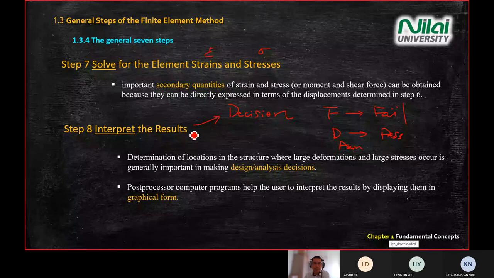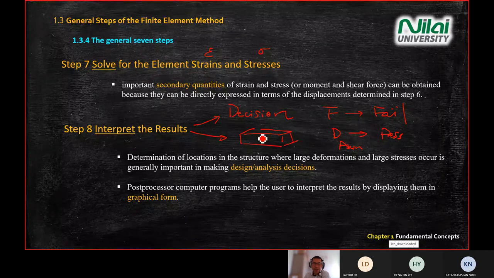This is a decision. And the result you will see in graph form or in the software, you will see all the colors on the structure. You will see all the red colors here, blue color here. And also you can ask the software to represent the force and displacement according to the location. Okay, so these are the general steps involved in FEM.